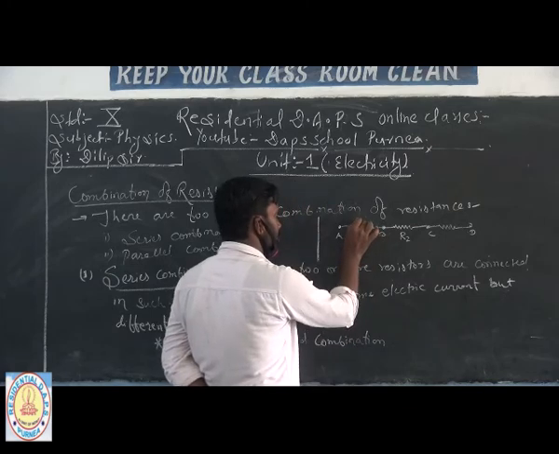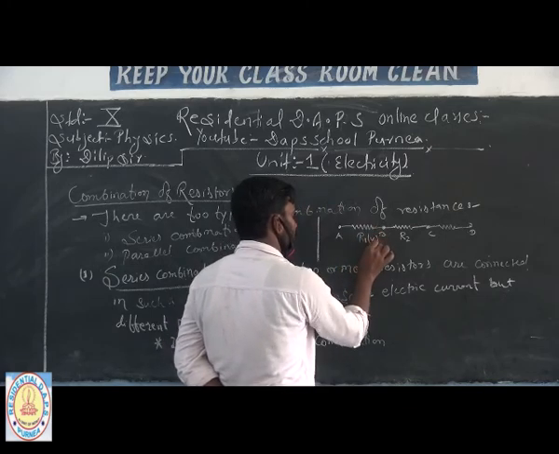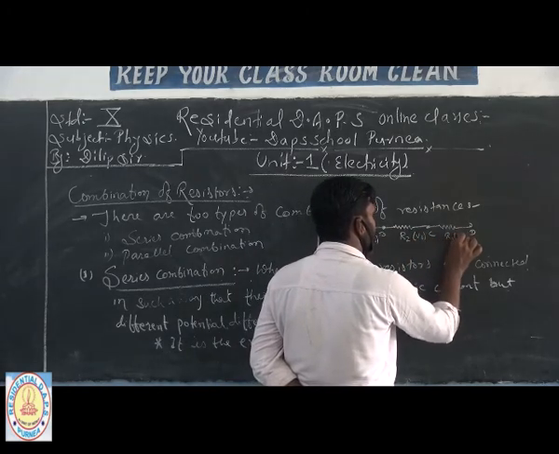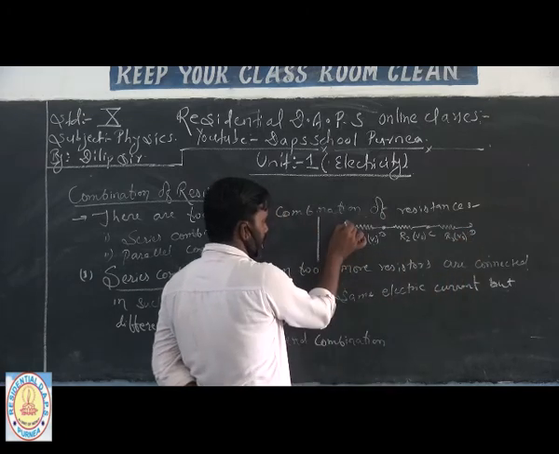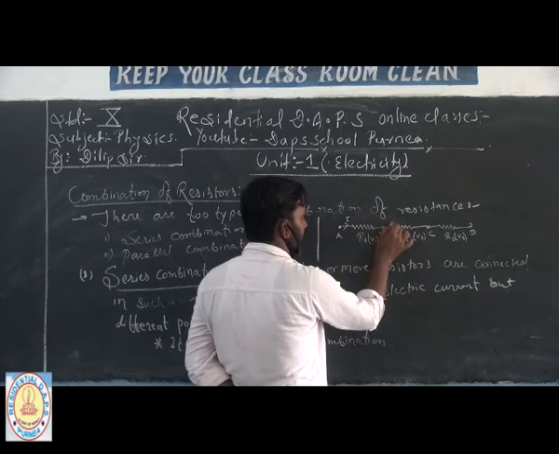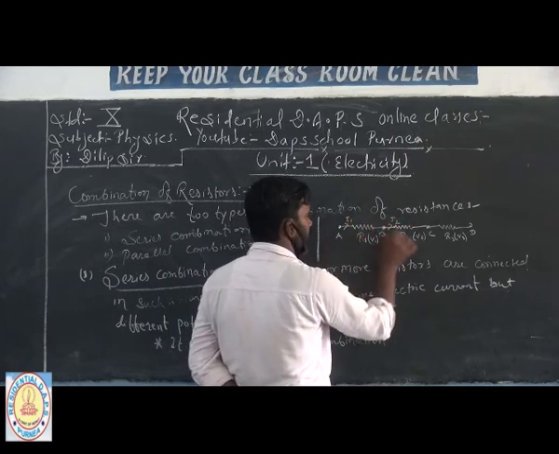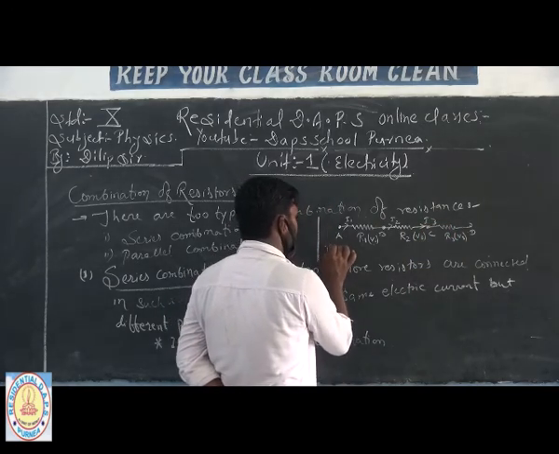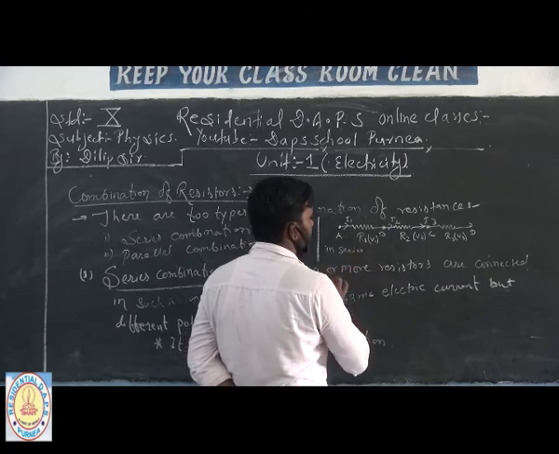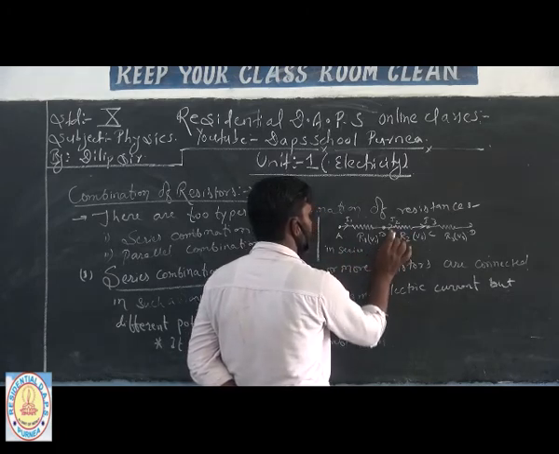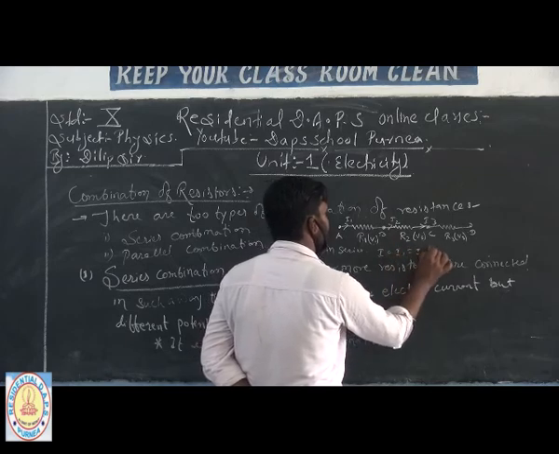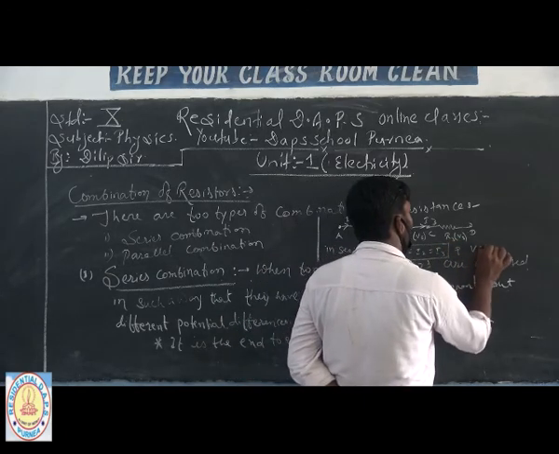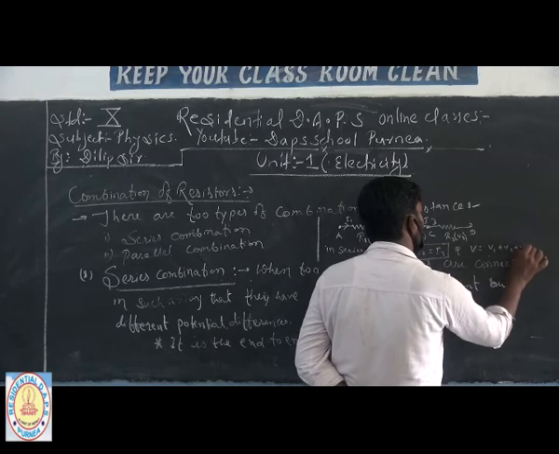The potential difference of R1 will be V1, of R2 will be V2, of R3 will be V3. But the electric current is I, I1, I2, and I3. Then in series combination, I equals I1 equals I2 equals I3, and V equals V1 plus V2 plus V3.